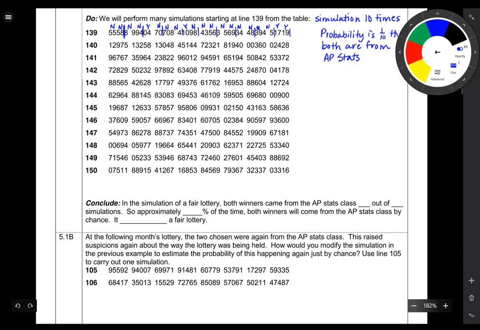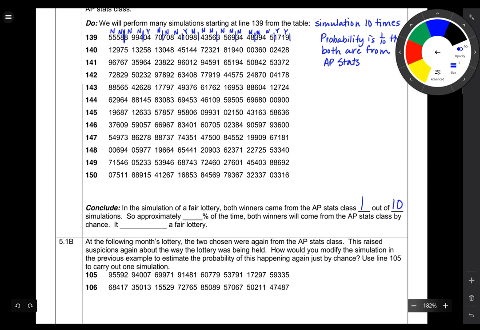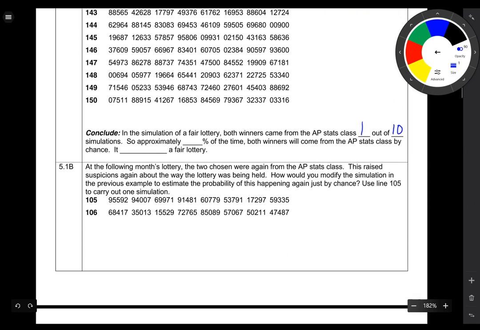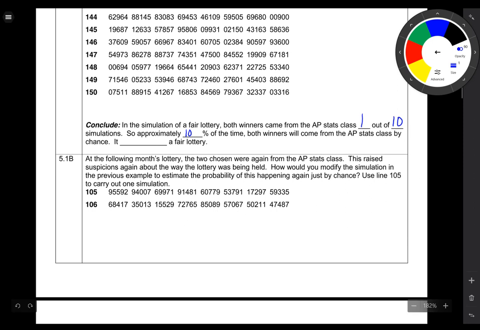Right, so now we can do a conclusion. In the simulation of a fair lottery, both winners came from the AP Stats class 1 out of 10 simulations. So approximately 10% of the time, both winners will come from the AP Stats class by chance. Now, 10% is not that low. It's not something like 1% or 0.01, but it's not incredibly high either. However, it's not low. So both winners will come from the AP Stats. It then indeed is a fair lottery.